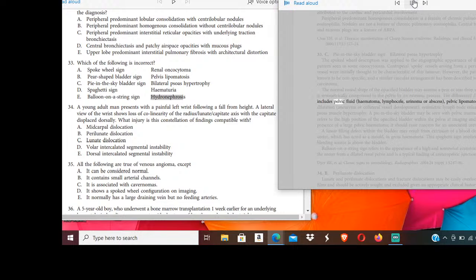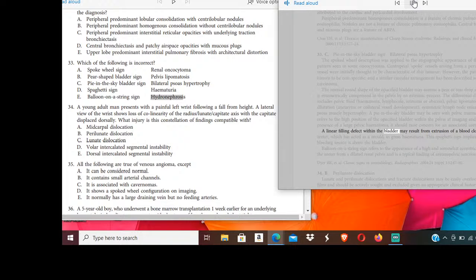The differential diagnosis includes pelvic fluid, hematoma, lymphocele, urinoma or abscess, pelvic lipomatosis, vascular dilatation, aneurysm or collateral vessel development, symmetric lymph node enlargement and psoas muscle hypertrophy. A pie in the sky bladder may be seen with pelvic trauma. The sign refers to the high position of the opacified bladder within the pelvis at imaging and implies the presence of a large pelvic hematoma. It should raise concern for an associated urethral injury.